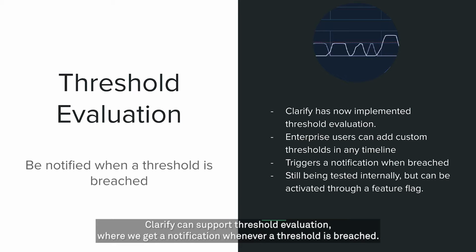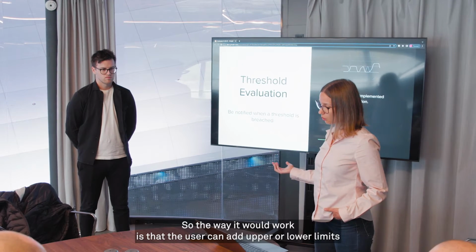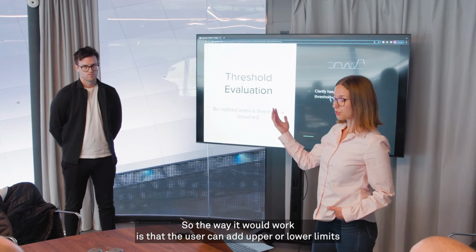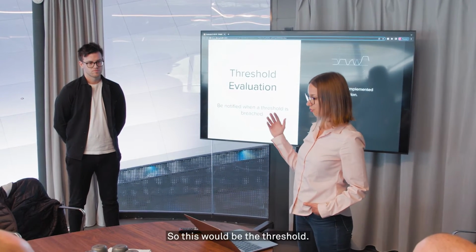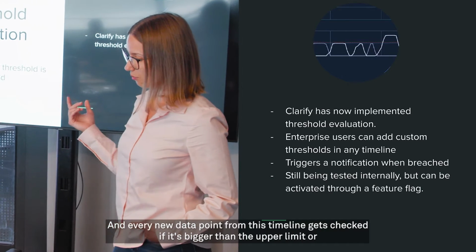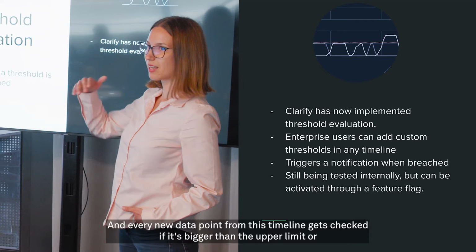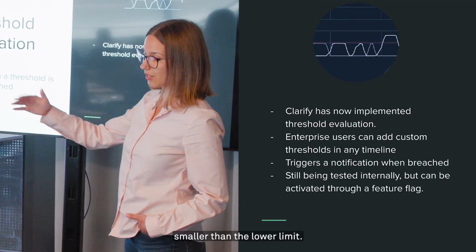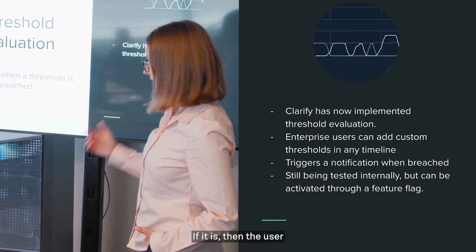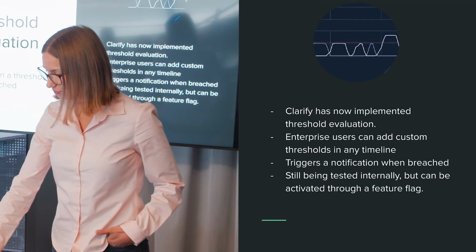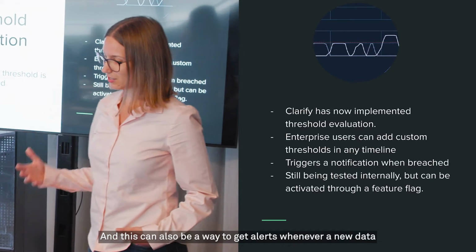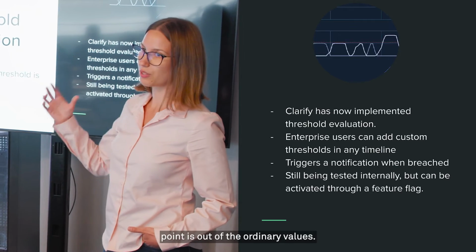Threshold evaluation, this is also something new which we have worked on. Clarify can support threshold evaluation where we get notification whenever a threshold is reached. So the way it would work is that the user can add upper or lower limits in a timeline. So this would be the threshold. And every new data point from this timeline gets checked if it's bigger than the upper limit or smaller than the lower limit. If it is, then the user would get a notification on his phone. And this can also be a way to get alerts whenever a new data point is out of the ordinary values.